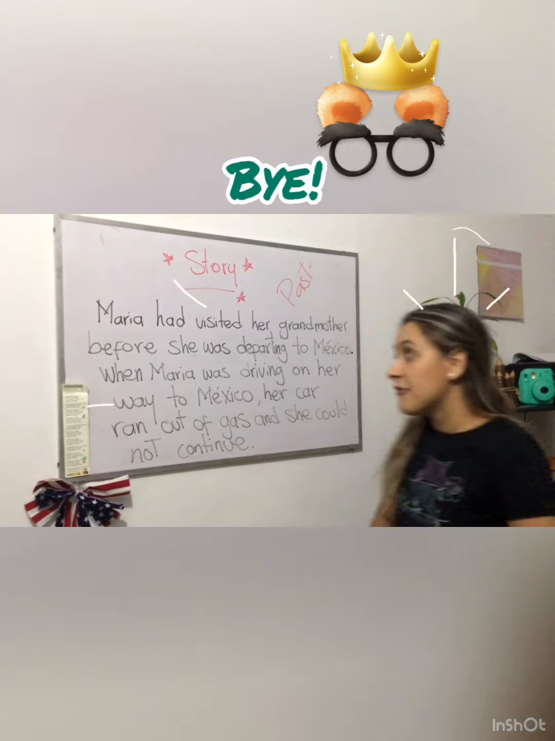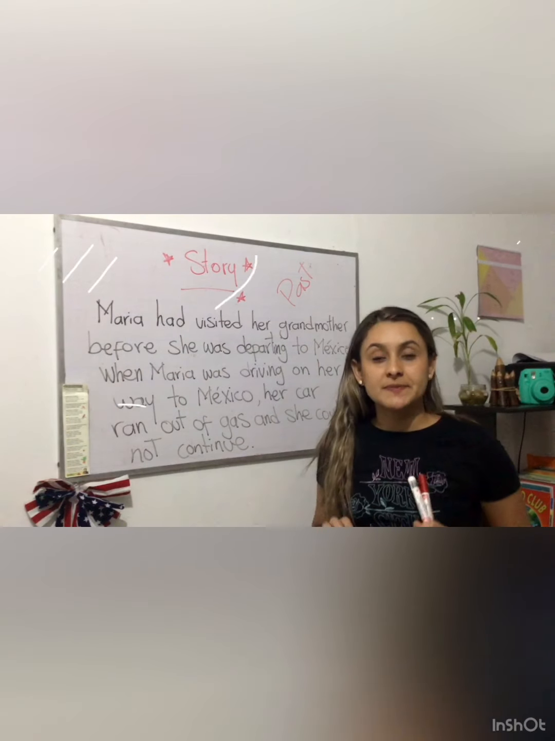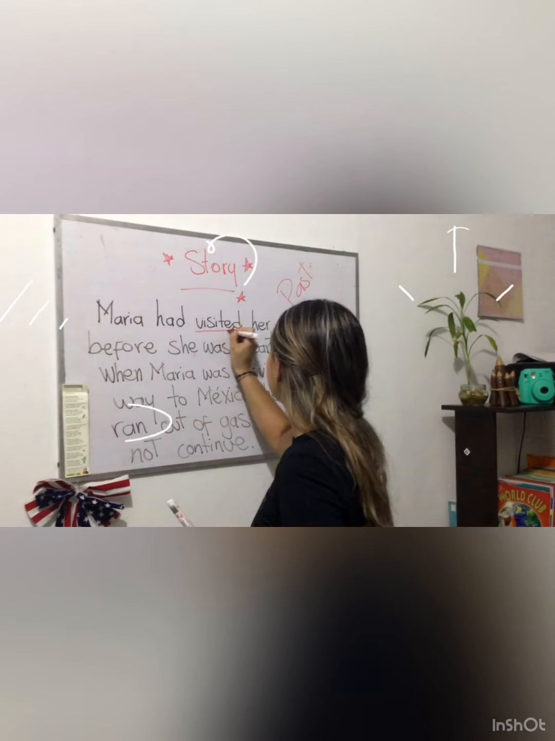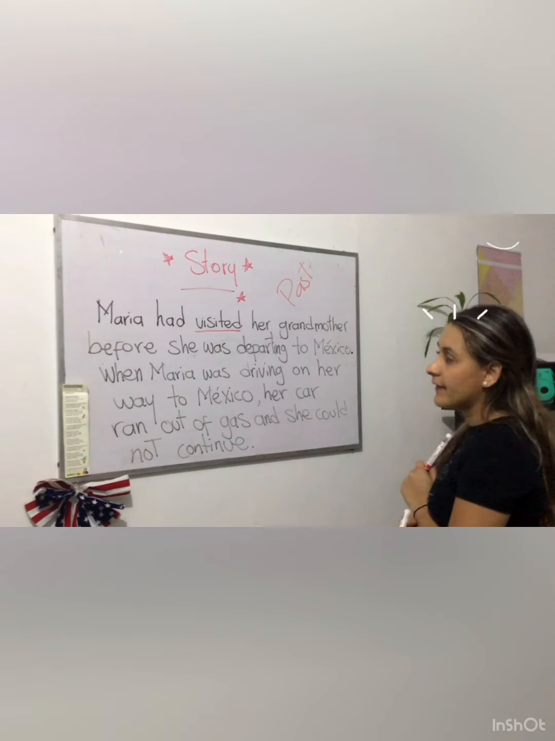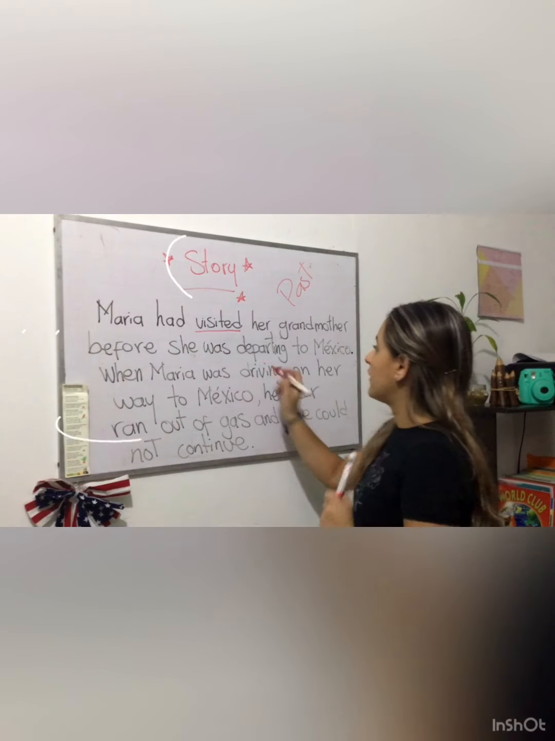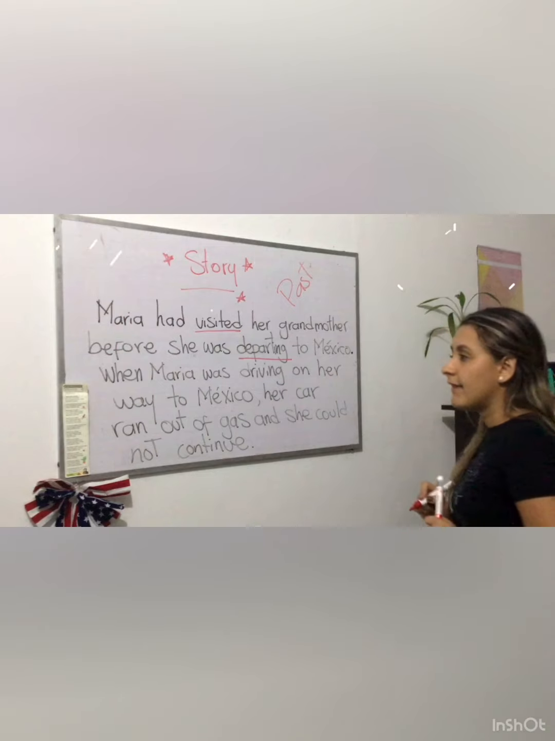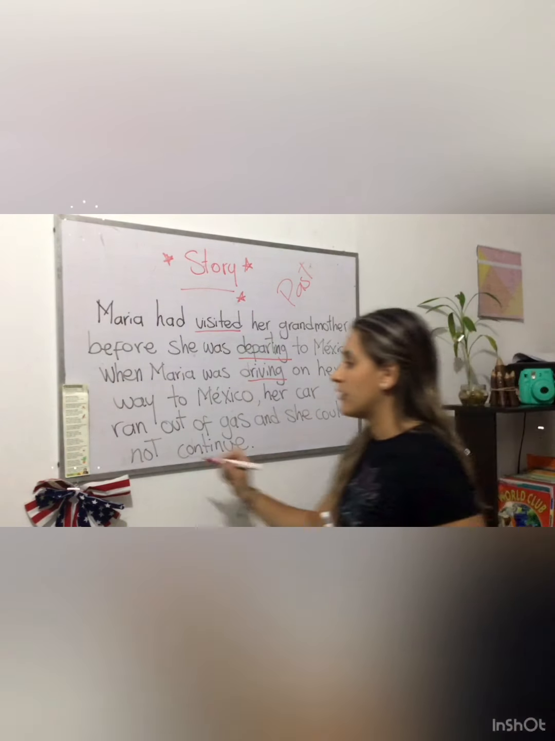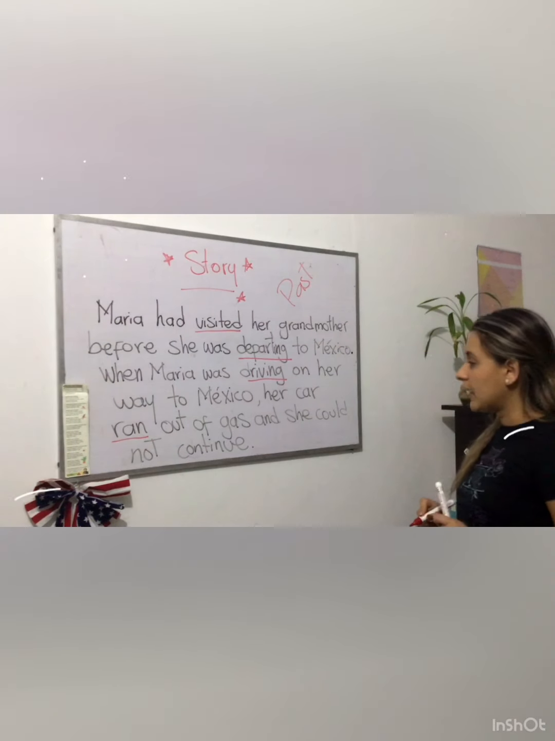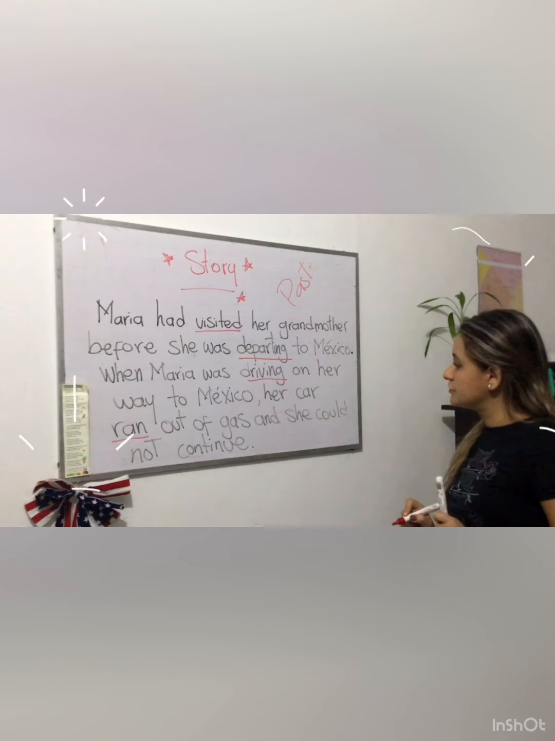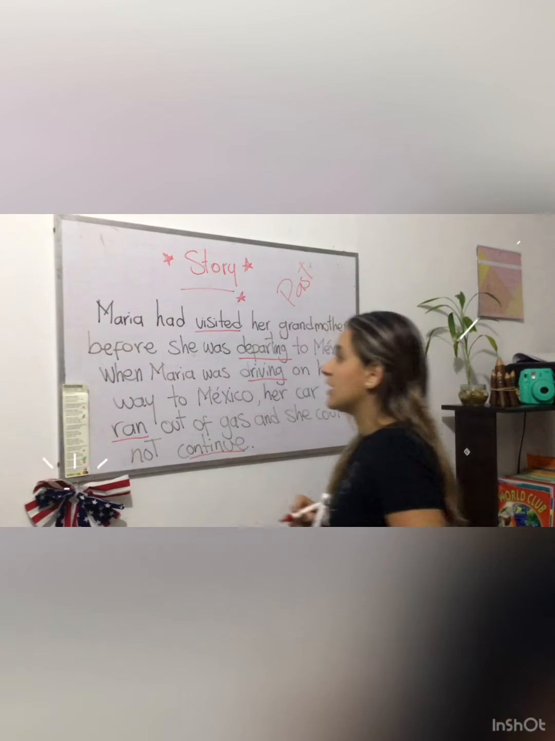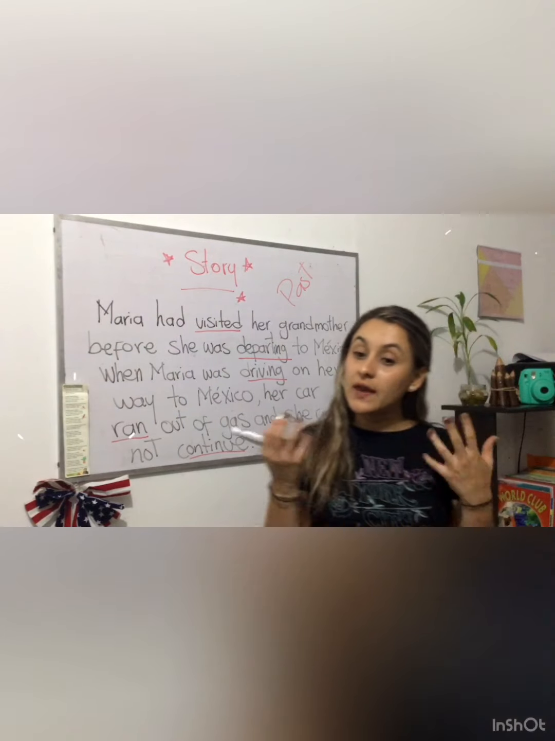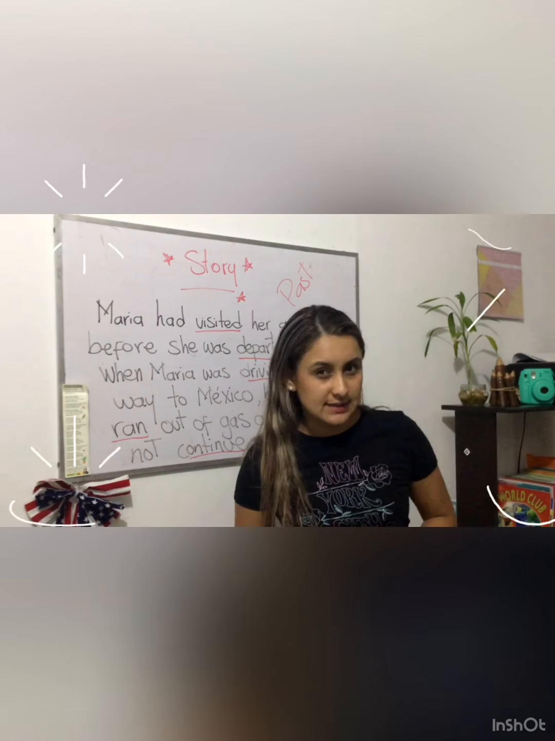So guys, first we are going to check on the verbs, the actions, okay? So here I have one action, visited, then I have departing, then I have driving, there we go, then we have run, and then we have continue, okay? There we go guys. So, here we have the actions, but we need to think about the tenses, okay?